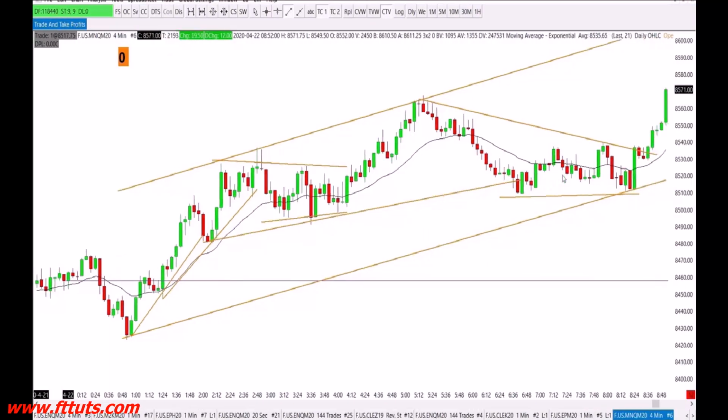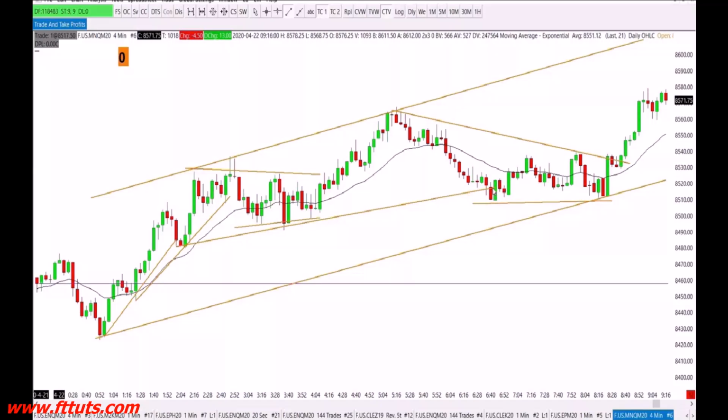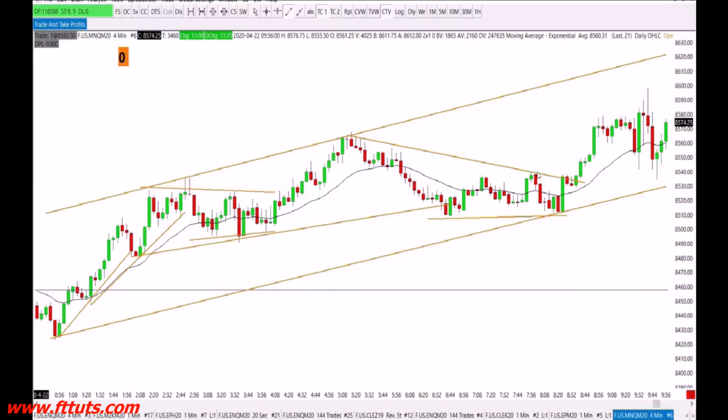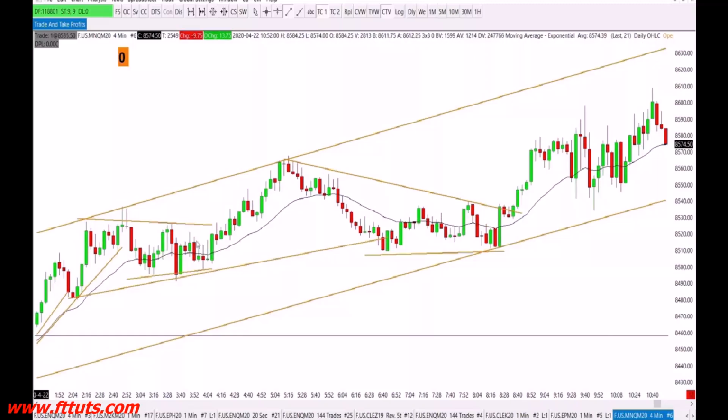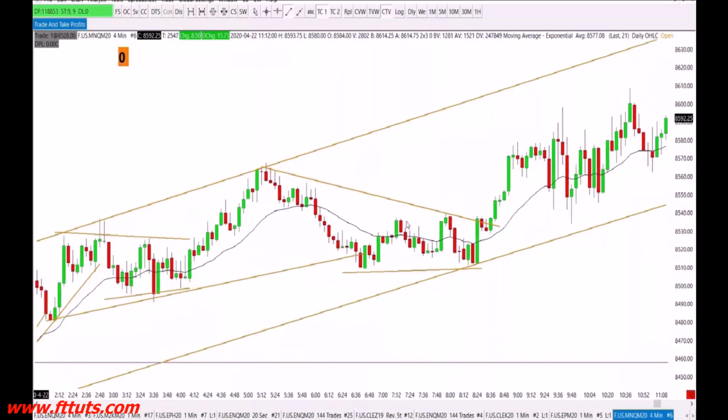Notice how that found support right here. And also, you see how we have this trend, it's holding this trend line right here, but the market is going up again. Sometimes what I like to do is take the last swing right here and put it to this last swing right here, just to have this big overall picture of the market.